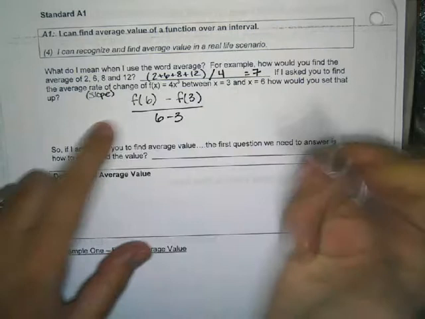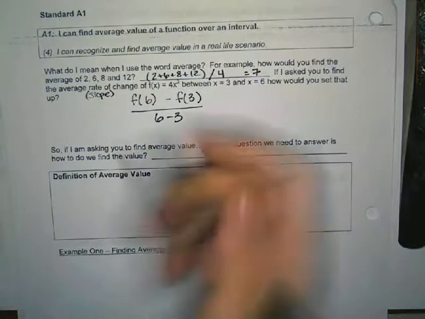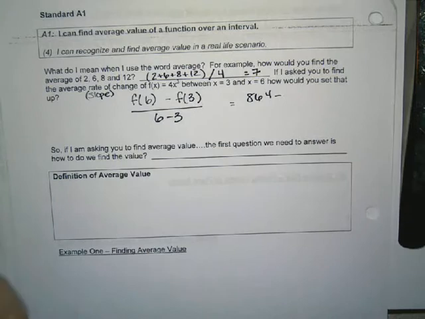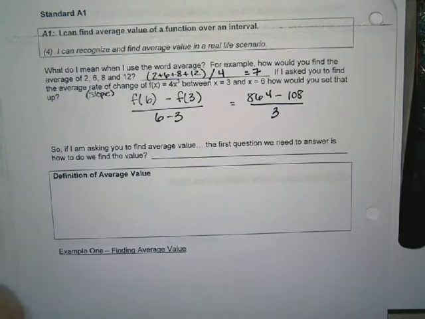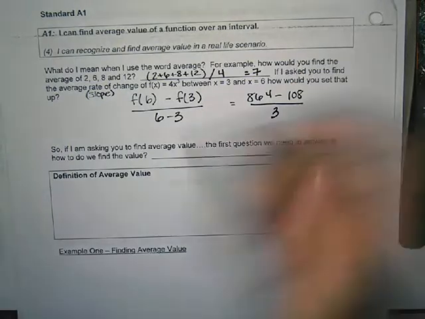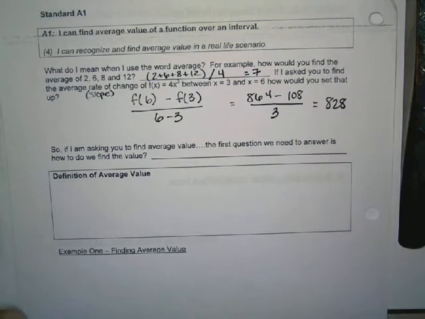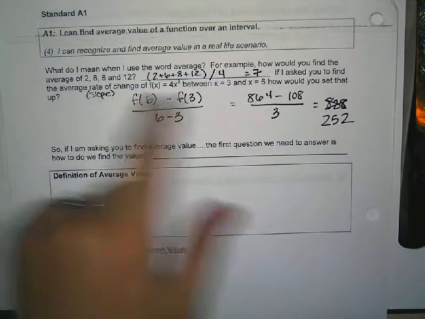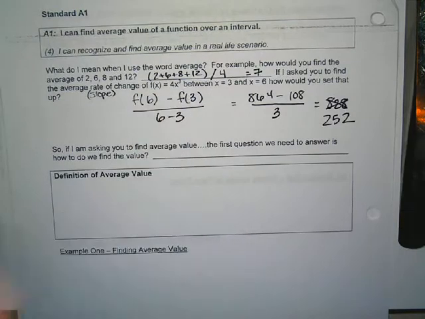minus 3. So f of 6, 6 cubed is 216 times 4 gives me 864. When I plug in 3, 3 cubed is 27, 27 times 4 gives me 108, all divided by 3. So it's 828. Oops, nope, it isn't. I missed a button. 252. Alright, so average rate of change, we still have the idea that you're doing something and then dividing by the range of values that you're looking at.